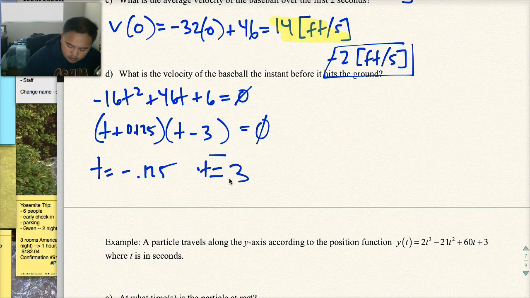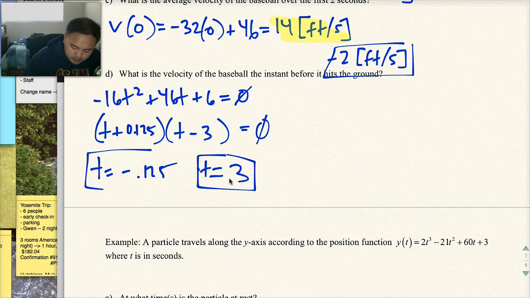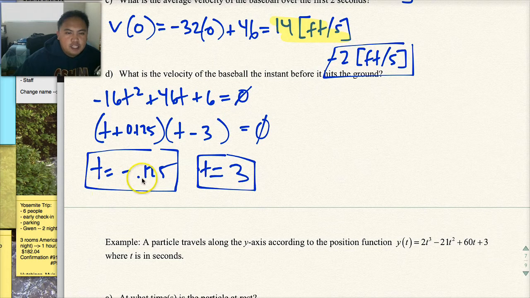Okay, y'all are bright enough, you're in AP Calculus, that one of these answers doesn't make sense. This answer doesn't make sense because I can't measure how fast the baseball is in negative time. I can't go backwards in time. So this is the only answer that actually works. The ball hits the ground at 3 seconds. Let me put the units there, at 3 seconds.